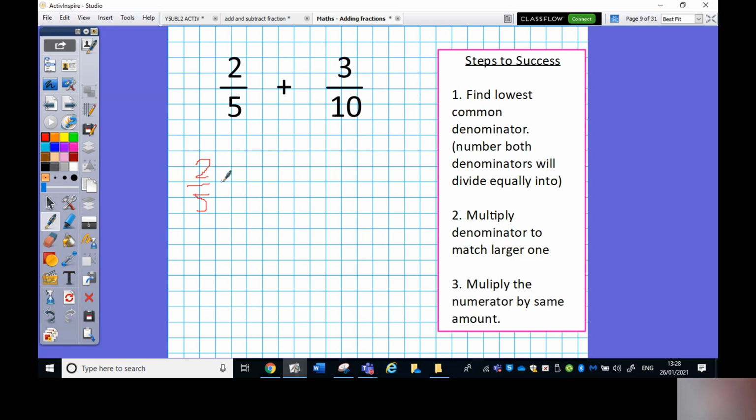So let me write 2/5 equals, and then I'm going to write 10 here. Now we're going to find the equivalent fraction for the 2/5. So what must I do to 5 to get 10? Good, multiply it by 2, and then I do the same to my numerator. And 2 times 2 equals 4. Great. Now I can add them together. 4/10 plus 3/10 equals, good, 7/10. Well done.